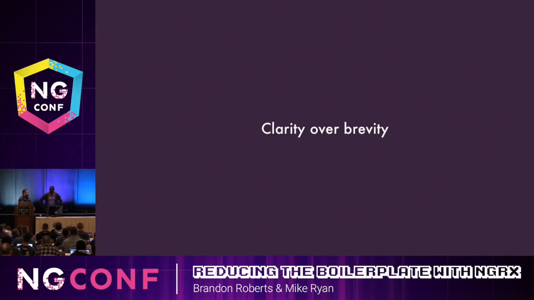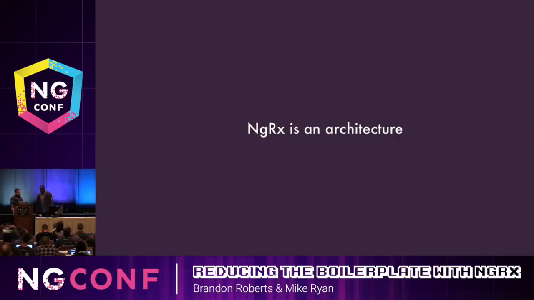So you've seen this slide today already, and I want to go over it again. Clarity over brevity. This is the driving force for NgRx. Spend time up front by being very explicit about how state changes in your application and how side effects start. If you do this, our assertion is that this will help you write more maintainable programs. Also, NgRx is an architecture. NgRx is all about giving you tools to write explicit applications that are easy to trace. We want to avoid abstractions that introduce implicitness.